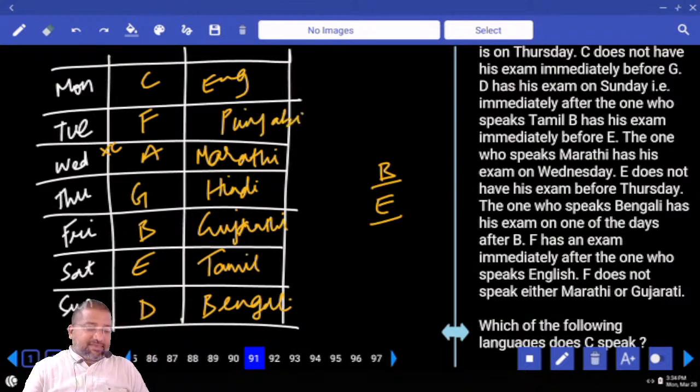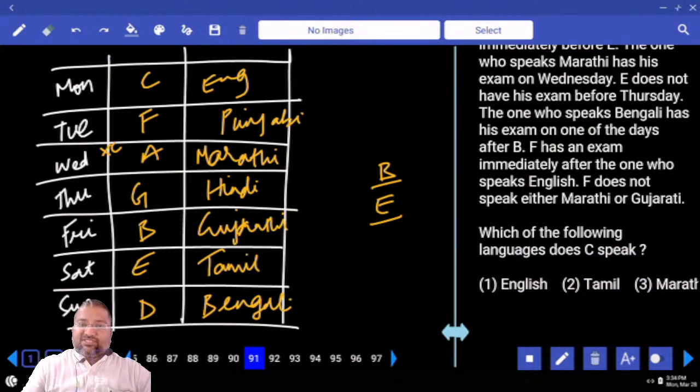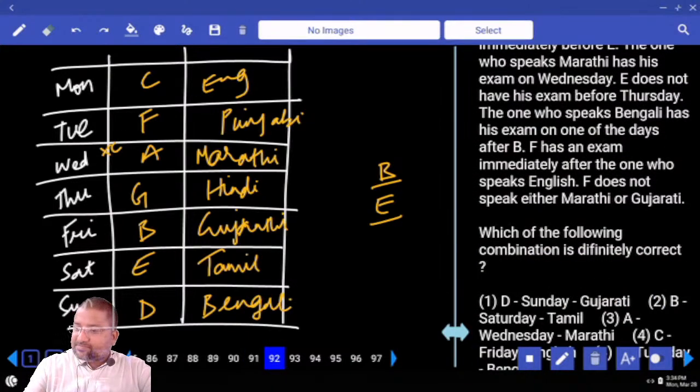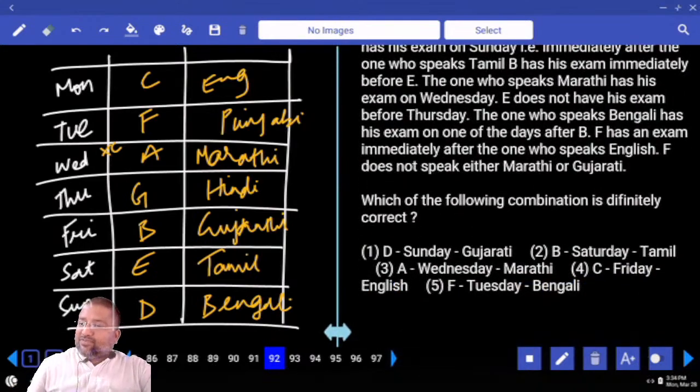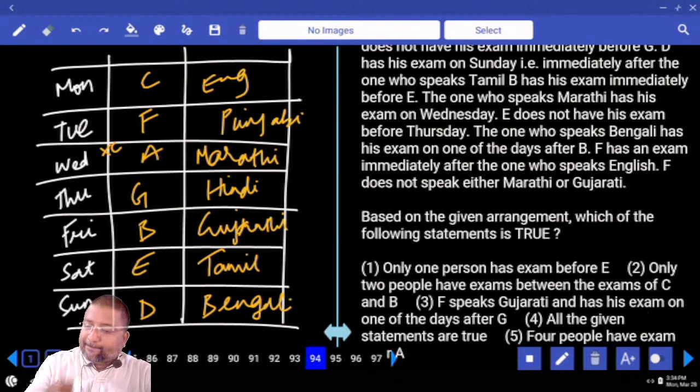Clear? Which of the following languages does C speak? C speaks English. Which of the following combinations is definitely correct? D, Sunday, Gujarati? No. B, Saturday, Tamil? No. A, Wednesday, Marathi? Yes. Which of the following represents the day on which B has his exam? B has his exam on Friday.